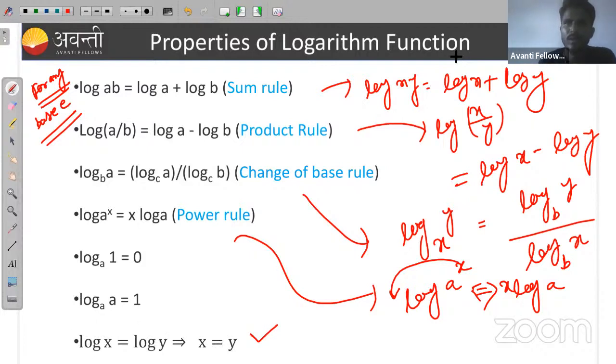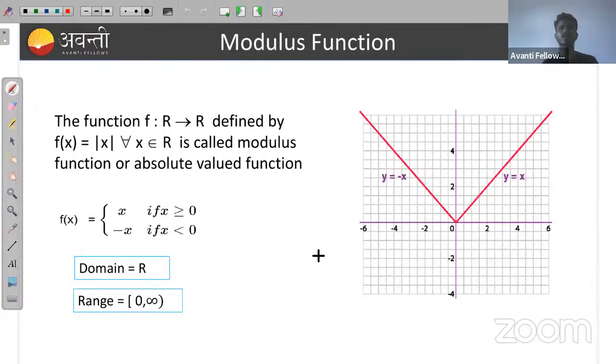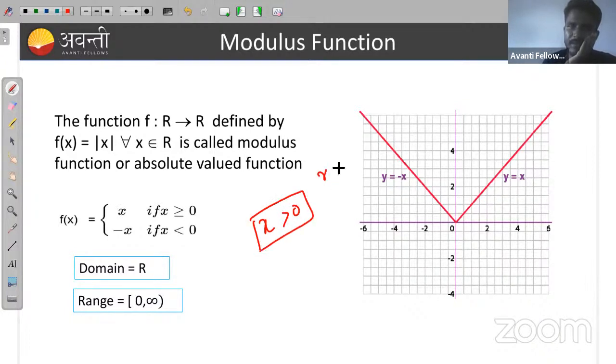Okay, so far we have done the log function. Next is moving to the modulus function. This is one of the important functions, highly used function. ठीक है. The function from R to R defined by f of x is equal to this is called the modulus function or absolute value function. ठीक है. Modulus function में क्या हो जाता है? Basically, whatever you take, if you take a positive number, then it will be x. So if x is positive, any x can be any real number, the output will be x only.